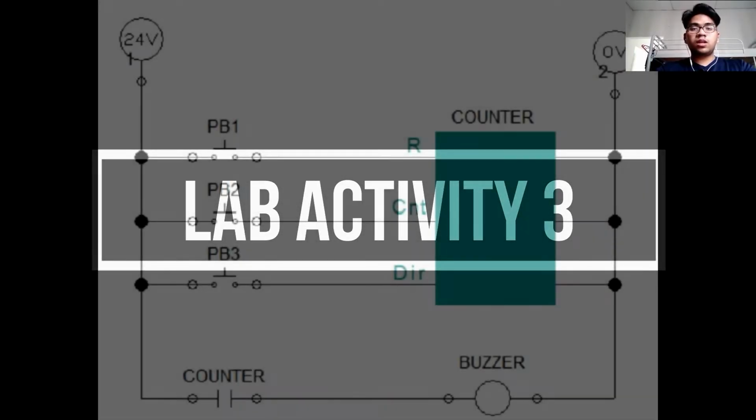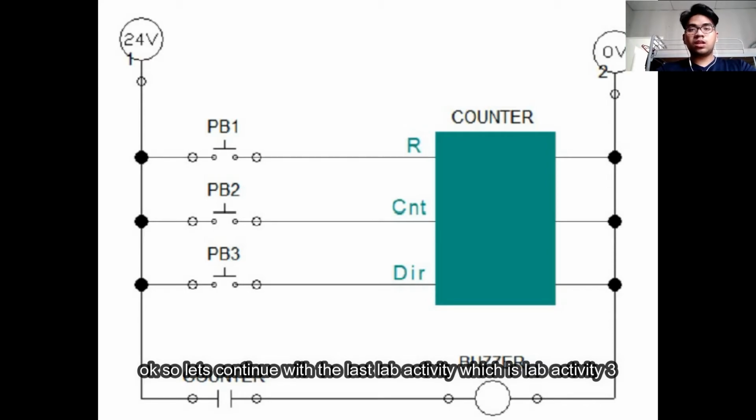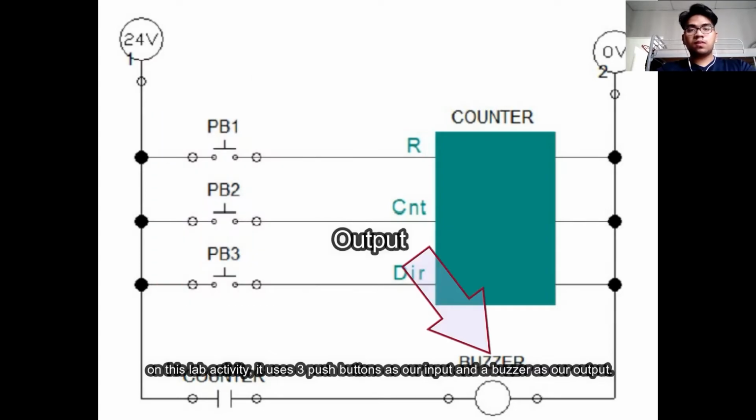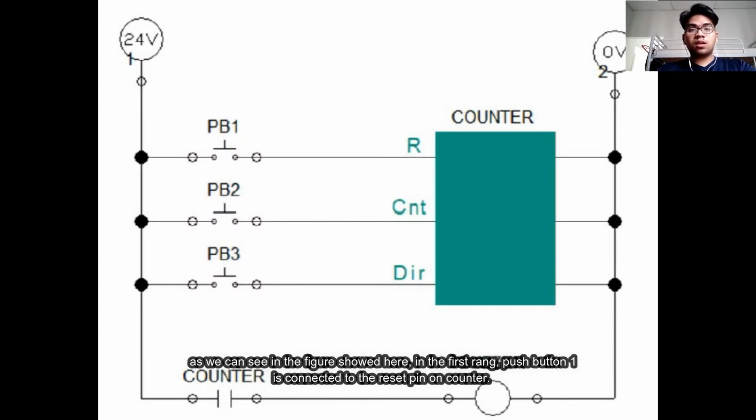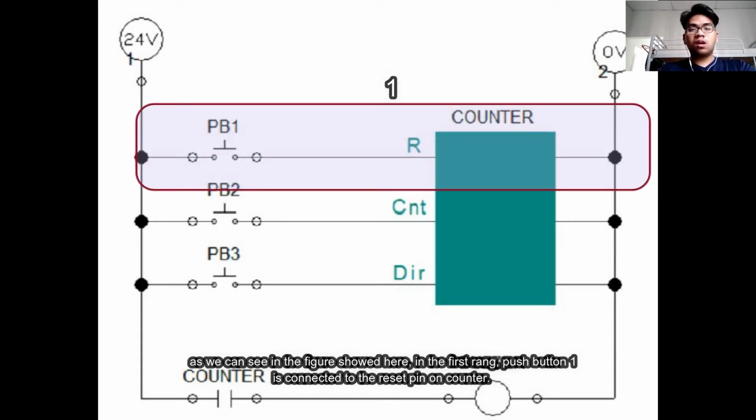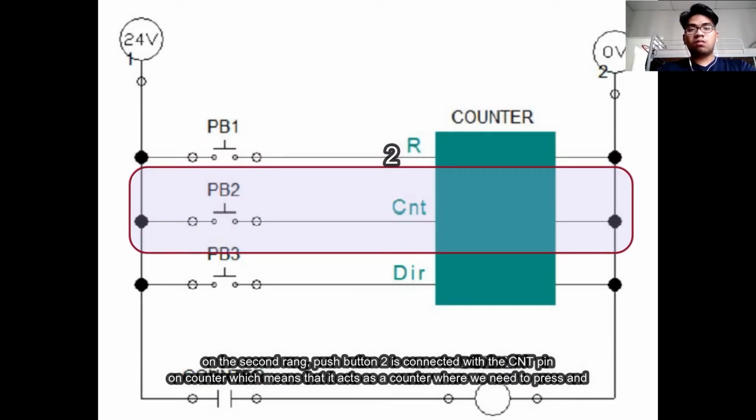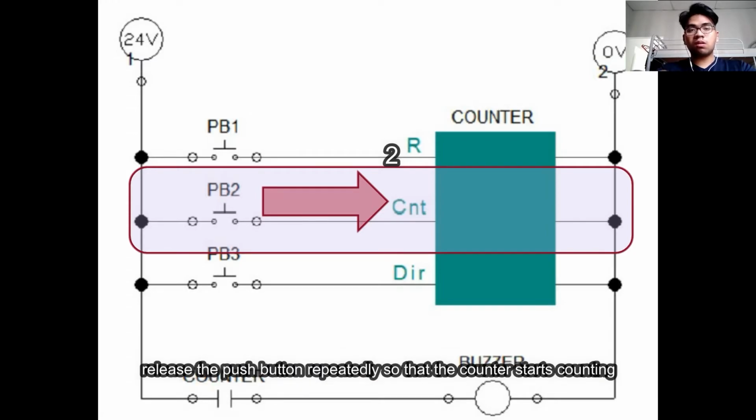Okay, so let's continue with the last lab activity, which is lab activity 3. On this lab activity, it uses 3 push buttons as our input and a buzzer as our output. As you can see in the figure shown here, in the first rung, push button 1 is connected to the reset pin on the counter. It means that push button 1 here acts as a reset button. On the second rung, push button 2 is connected with the CNT pin on the counter, which means that it acts as a counter where we need to press and release the push button repeatedly so that the counter starts counting.